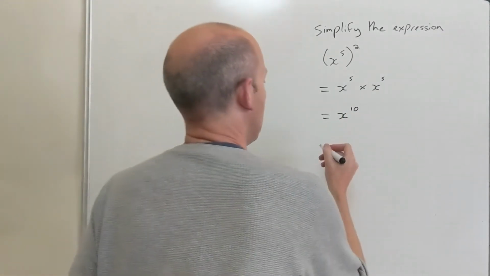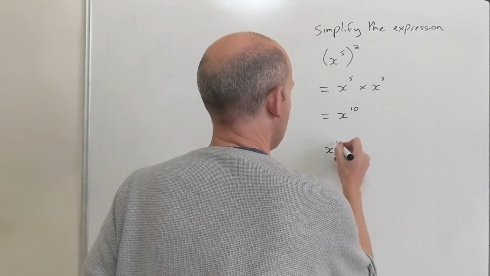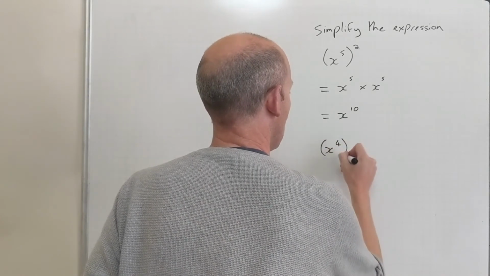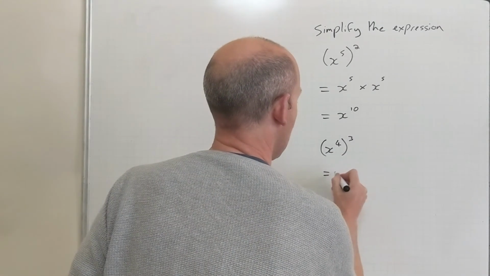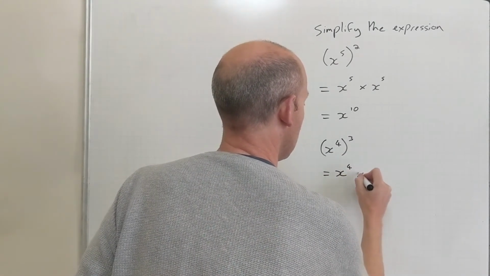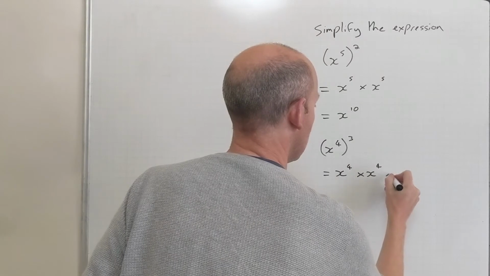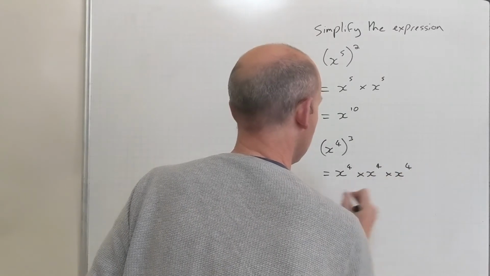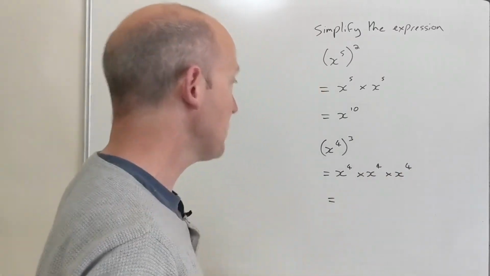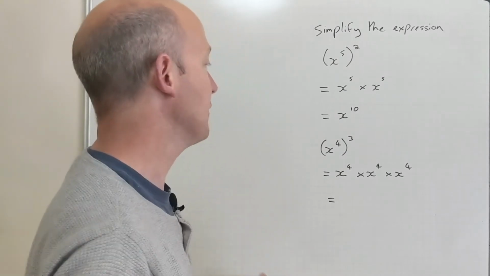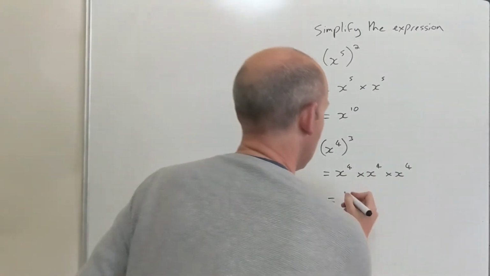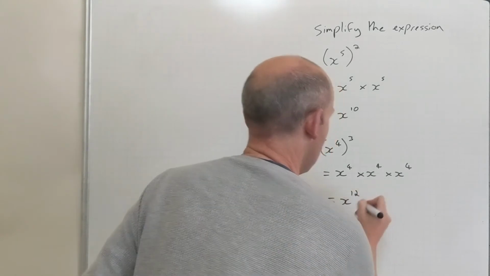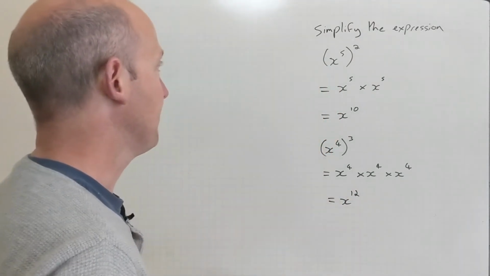Let's try another one. Again, the rule is coming, but let's do this first of all. So x to the 4 all cubed. Okay, so that means x to the 4 times x to the 4 times x to the 4. And we are multiplying powers of the same thing, so again the rule is you add the powers together. 4 plus 4 plus 4 is x to the power of 12.